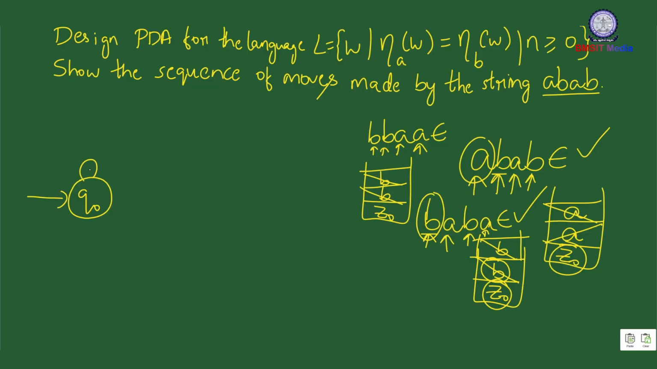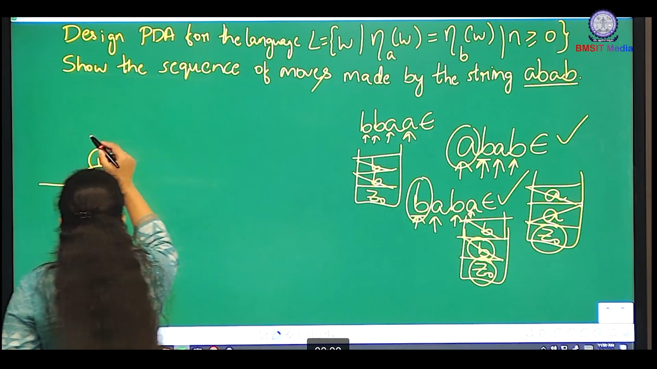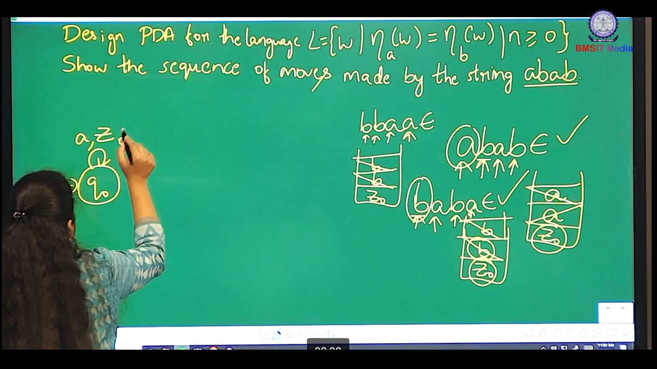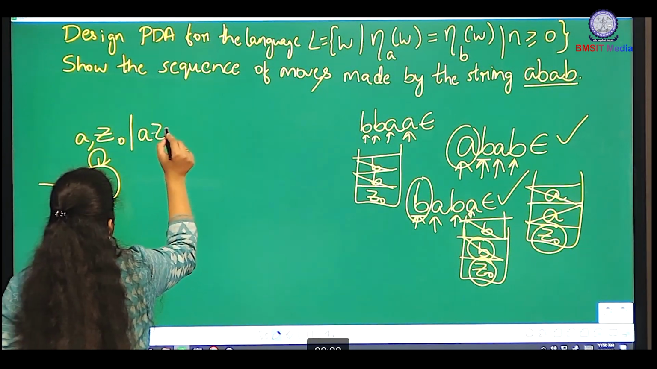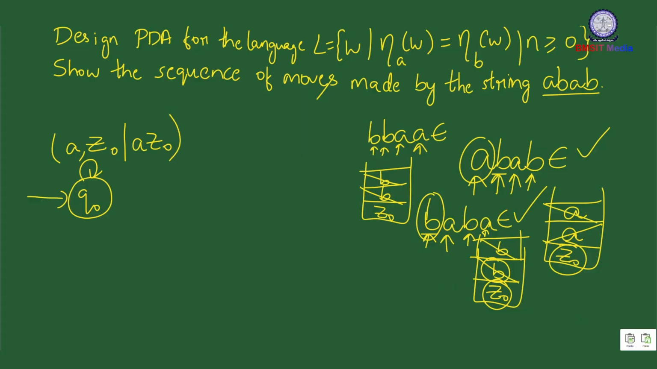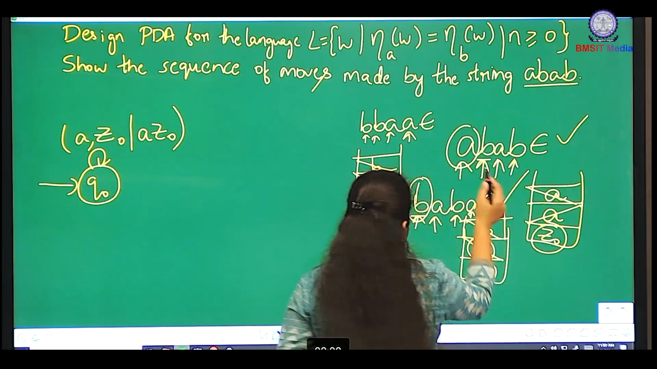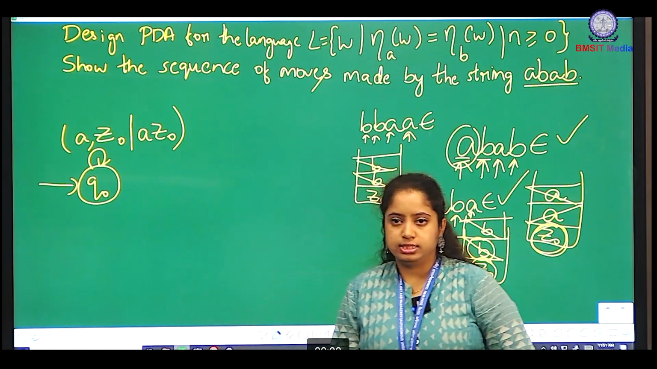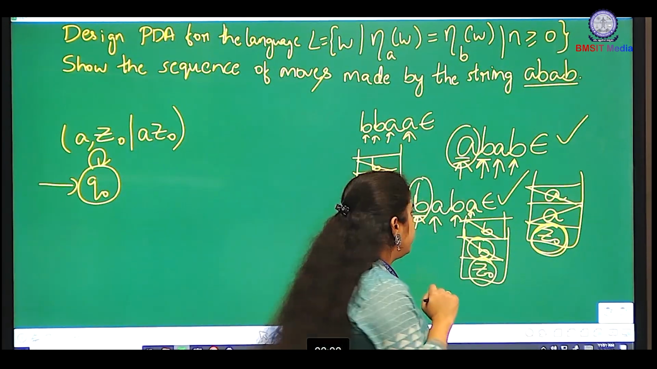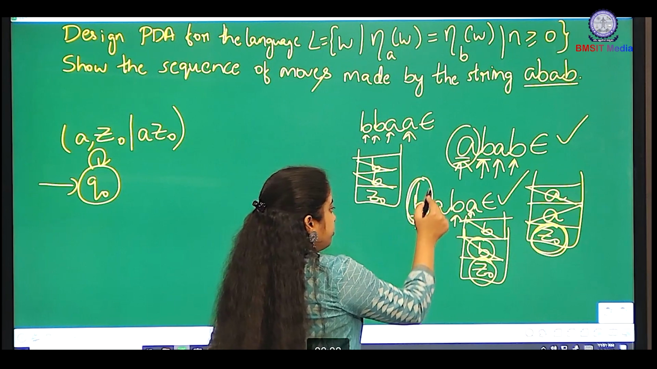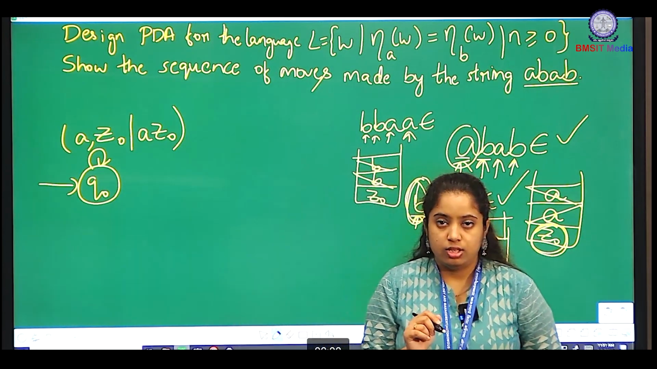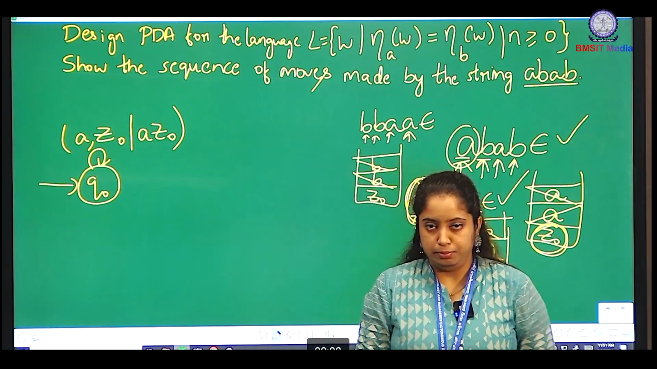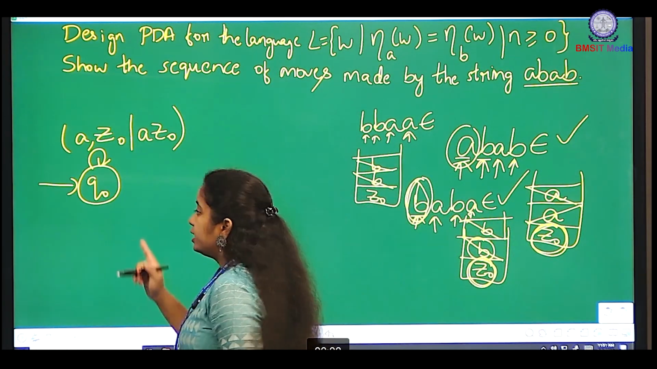We will stay in the state Q0, and you are accepting A and the top stack element is Z0. What will you do? You will simply push it into the stack. So A, Z0. When you are reading A and Z0 is the top stack element, you will simply push that into the stack. In one more example we saw that your first input symbol also can be B. Then if it is B, you will have Z0 as the stack element. So we will push that also into the stack in the same state.